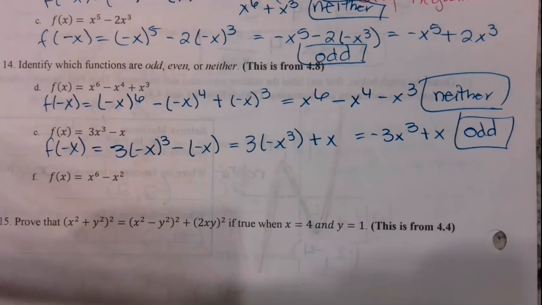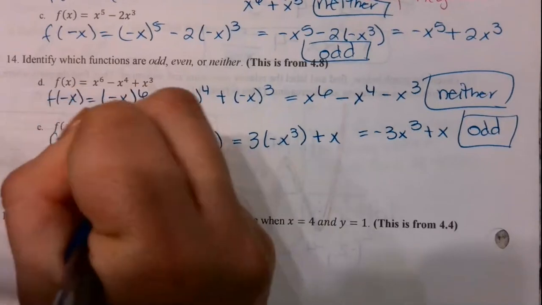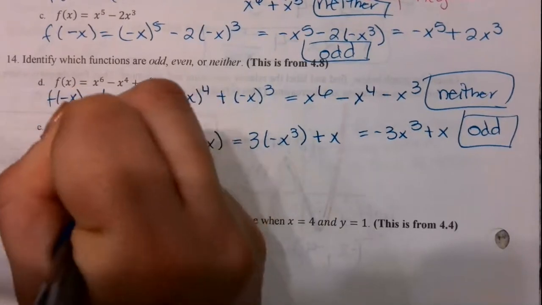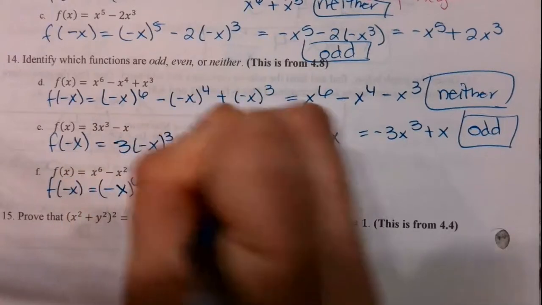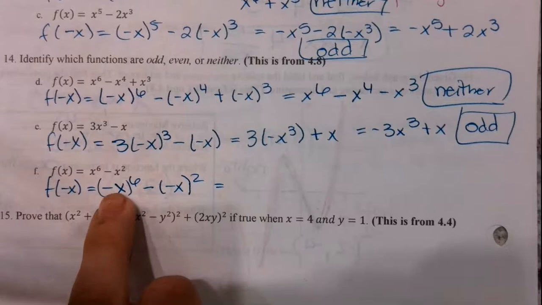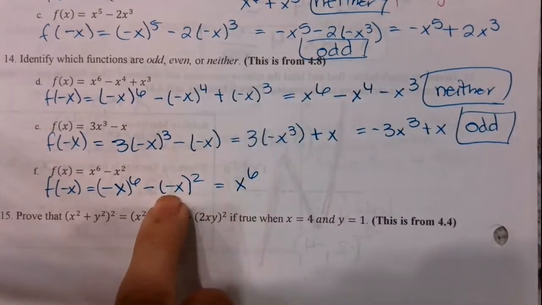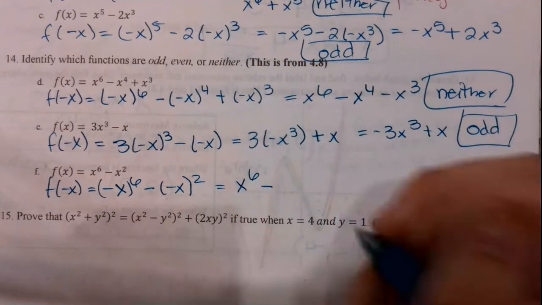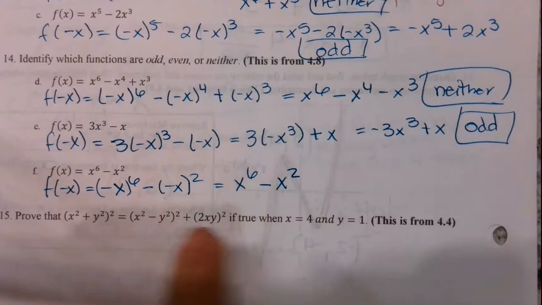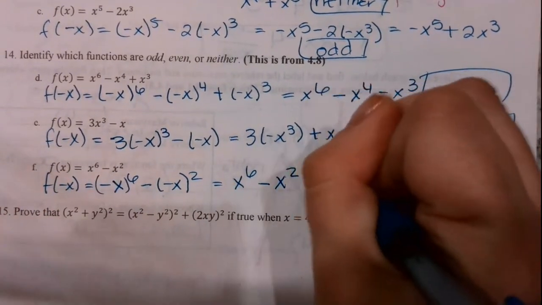Okay, then for f, I'm going to plug in negative again. Okay, it's got an even exponent, so it stays positive. This one, the negative in between stays. And then it's got an even exponent, so it stays positive. This one matches up completely, so this one is even.